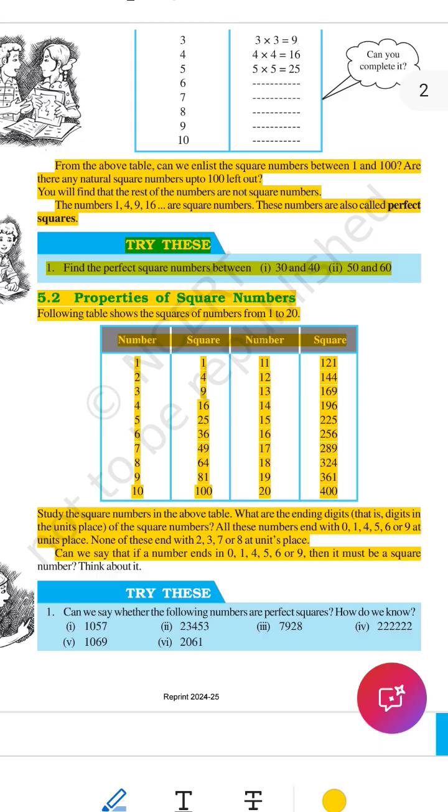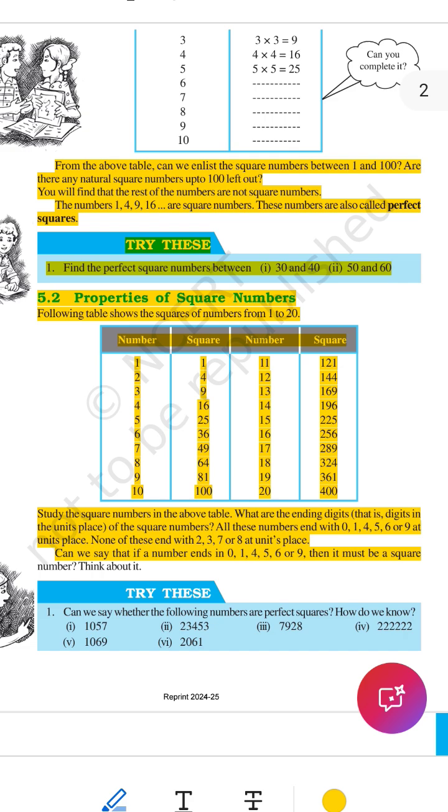Are there any square numbers missing up to 100? Let's check. We went from 1 squared, the square of 1, to 10 squared, which is 100. The next square, 11 squared, which is 121, is more than 100, so we don't count it. So there are no square numbers missing. We listed them all.